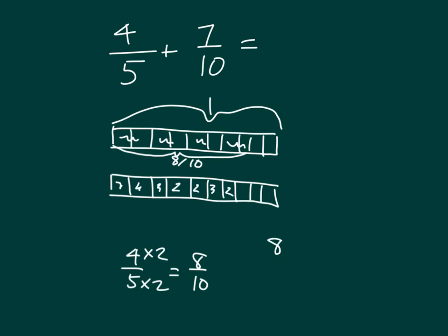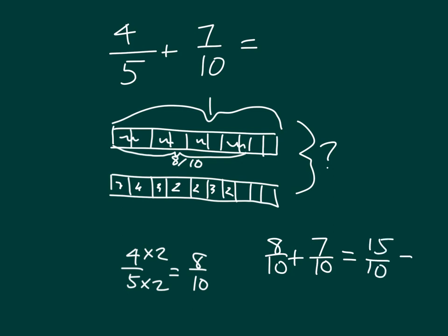And so we will shade in 7 of those. 5, 6, and 7. So we have 8/10 plus those 7/10 equaling, that's why I have a question mark there, 15/10. Rewriting that as a mixed number, that's 10/10 and 5 more tenths, which equals 1 5/10. I'll write our answer here.